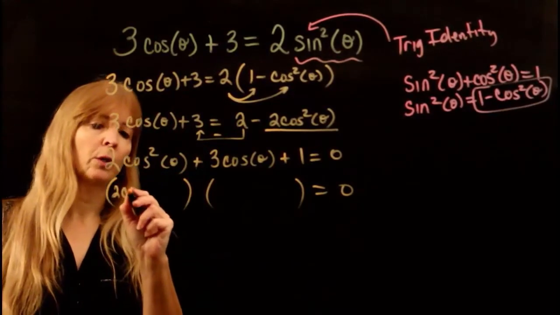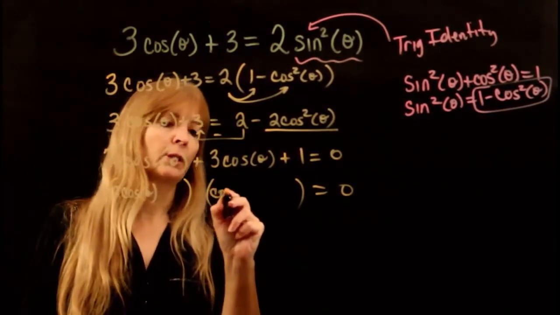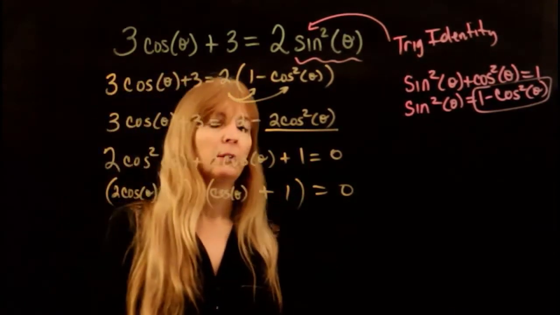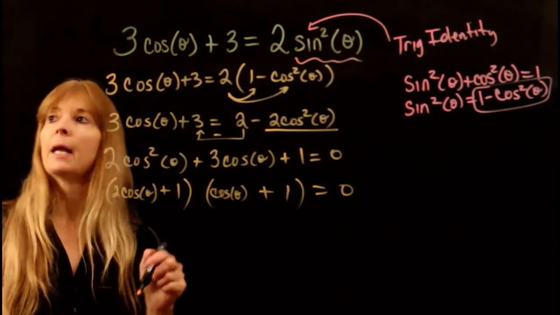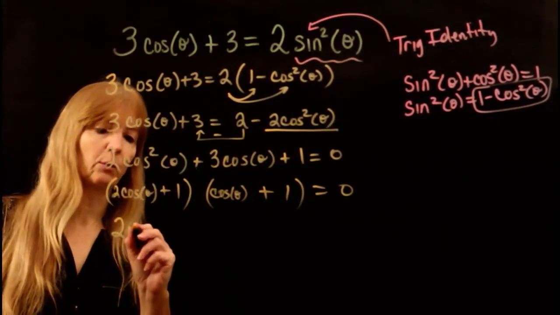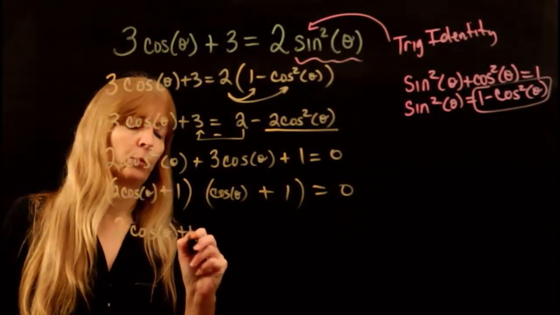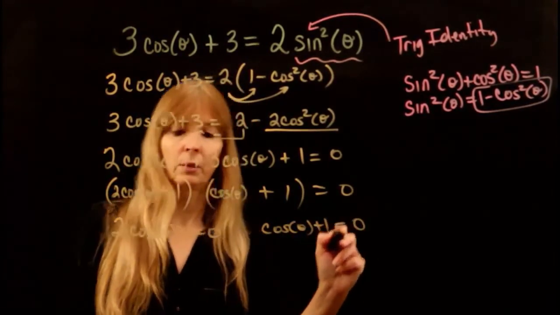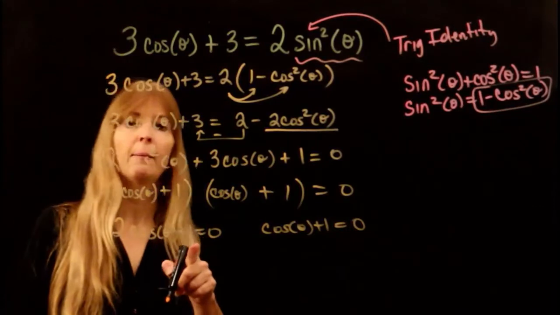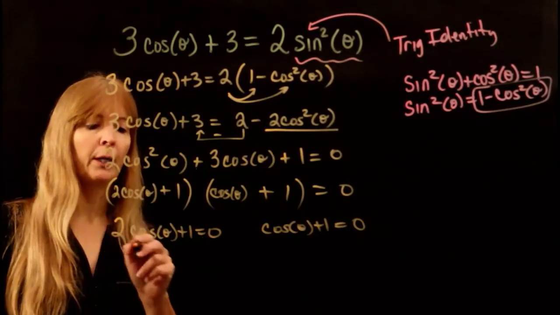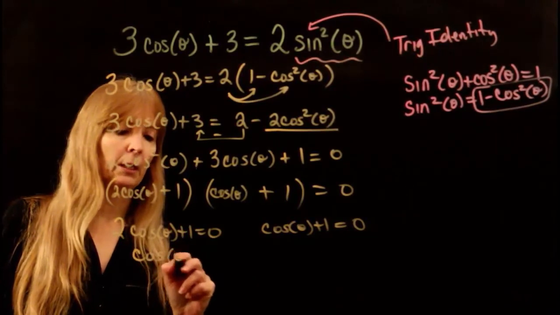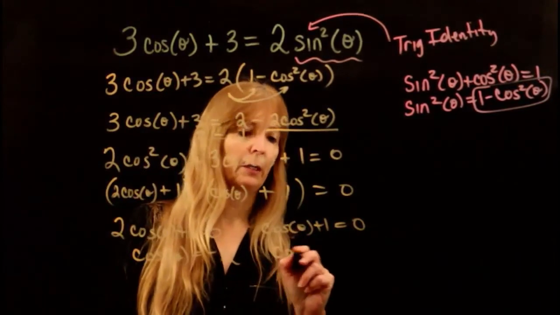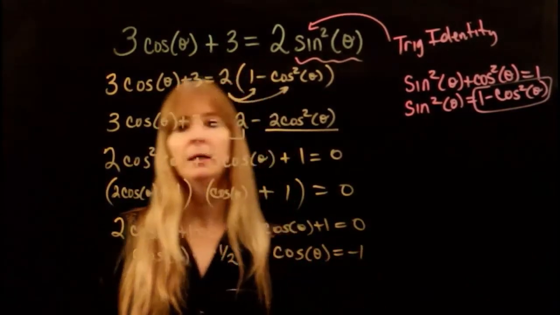So I have 2 cosine theta, cosine theta. The only way to get 1 is 1 and 1. So I have my factors that I can set both of my factors now equal to 0. 2 cosine theta plus 1 equals 0, and then cosine theta plus 1 equals 0. So this one, of course, when I move the 1 to the other side, it's going to become negative 1 and then divide by 2. So I'm going to get cosine theta equals negative 1/2. This one, when I move the 1 to the other side, I get negative 1.